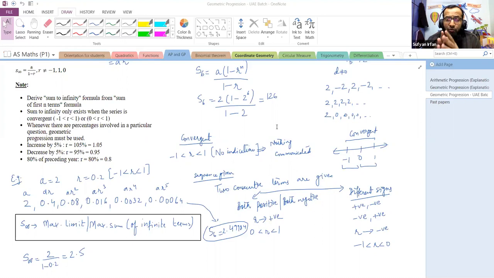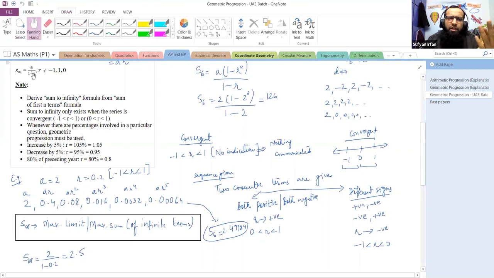One particular thing that I have to convey is that whenever percentages are involved in a particular question, the question would be a geometric progression question. I have written a few notes. The sum to infinity formula has been derived using the original sum to n terms formula. No need for the derivation because it's not required. The only thing that we need to clear is the concept of sum to infinity and the concept of convergence. Then moving forward, whenever there are percentages involved in a question, geometric progression must be used.